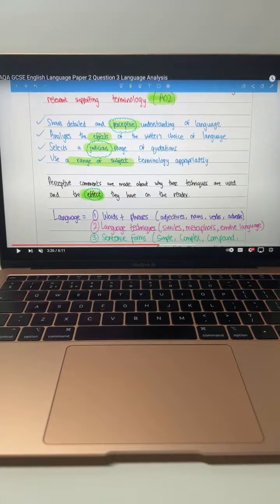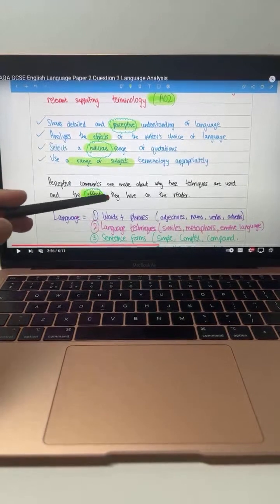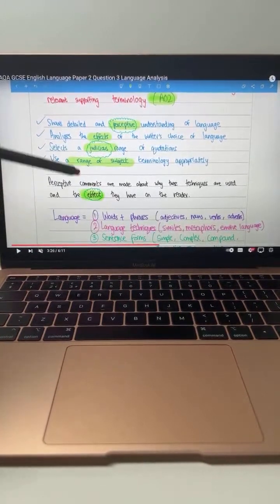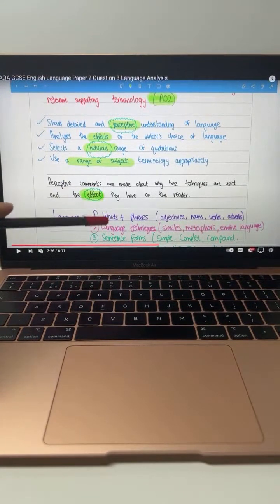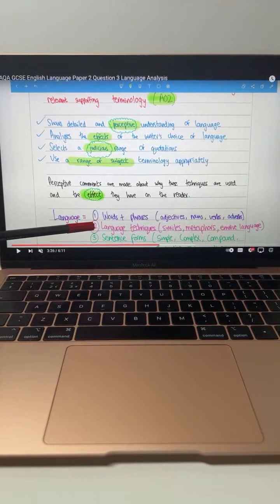So similarly on Monday for language paper 2, same concept, you're going to find a lot of these within the insert. So your job is obviously to analyze how they're used for effect. So that is literally what you can do. So how I would approach question 3 is possibly the following. Again, perhaps one paragraph on words and phrases, one paragraph on language techniques, and one paragraph on sentence forms.